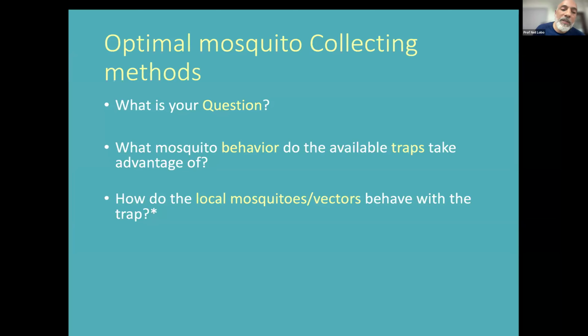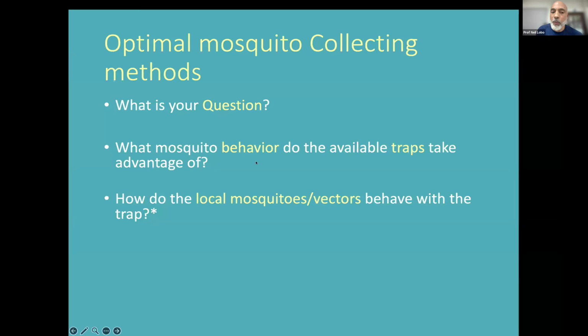Or we can't use an HLC, so let's use a cow-baited trap. But your cow-baited trap might not answer your question if your question is related to human exposure, right? The mosquitoes feeding on a cow might not feed on the human.